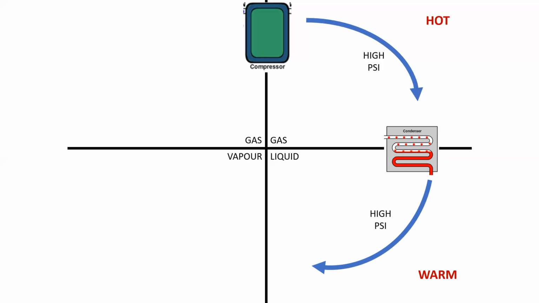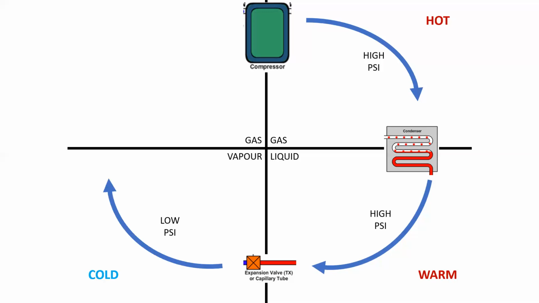And what we're going to do now is we are going to drop the pressure in a very regulated fashion. And we know that when we drop the pressure, by allowing it to release into a lower pressure atmosphere, that's going to create an extreme drop in temperature. The refrigerant is now extremely cold. And what we're going to do now is pass it through another heat exchanger. This heat exchanger is called an evaporator.